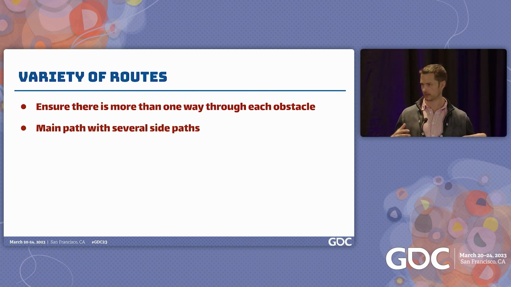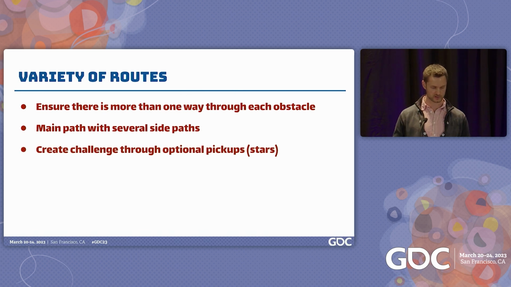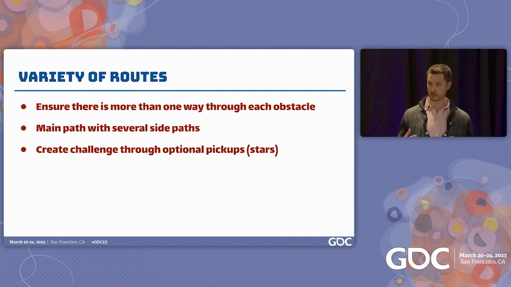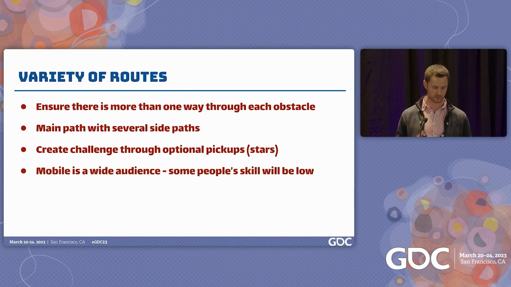This basically meant having a main path through the level, but then lots of optional side paths. So this is, again, thinking about mobile, where you've got a very wide audience and you don't really want someone to get stuck on the game. So my idea was to make the main path relatively easy, but then have optional challenge by the pickups, like the pickups being in harder to reach places. So yeah, as I was saying, mobile is a very wide audience, so you don't want someone to get stuck.